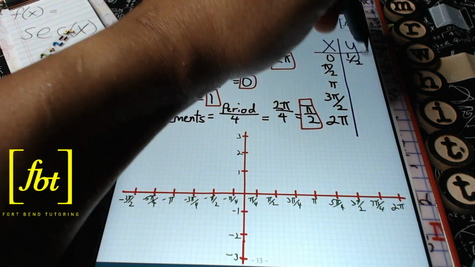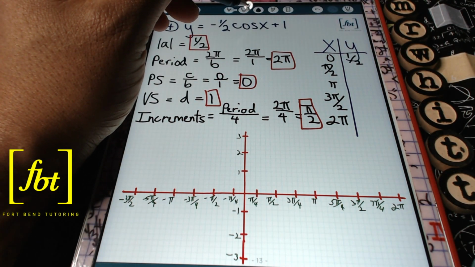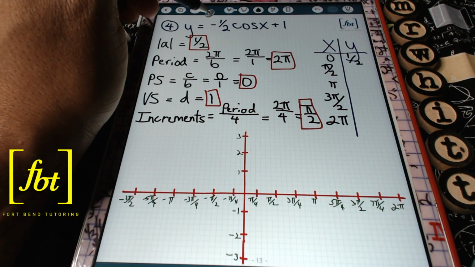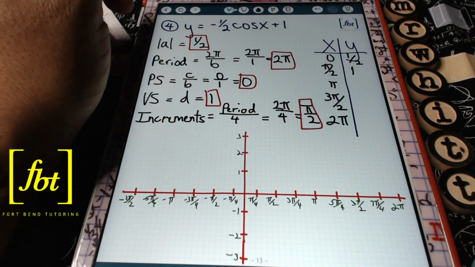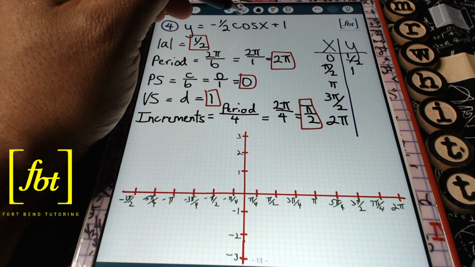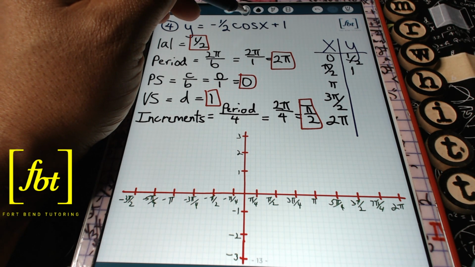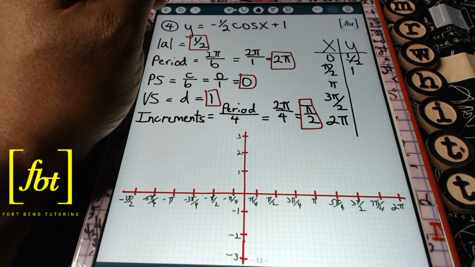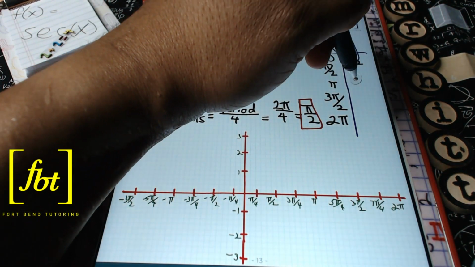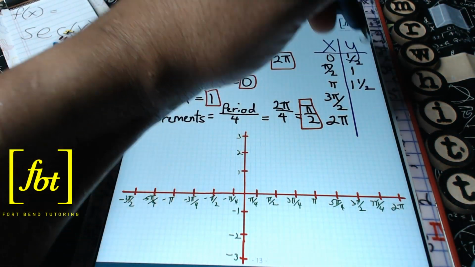It is 1/2. Plugging in pi over 2, cosine at pi over 2 is 0. 0 times negative 1/2, still 0. 0 plus 1 is 1. Now, at pi, cosine of pi is going to be negative 1. Negative 1 times negative 1/2 is positive 1/2. 1/2 plus 1 is 3/2. And I'm going to write it just like that, 3/2.